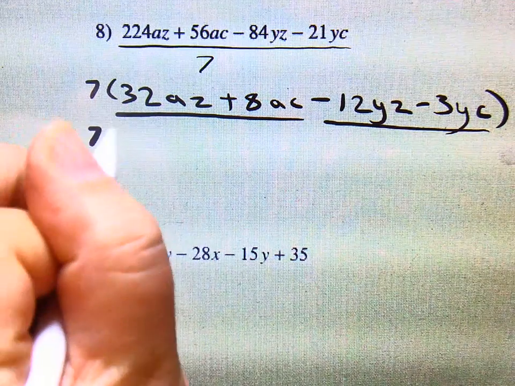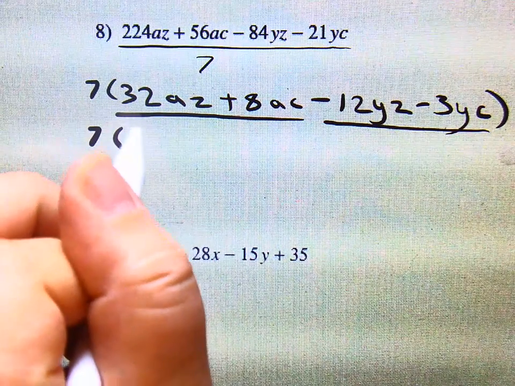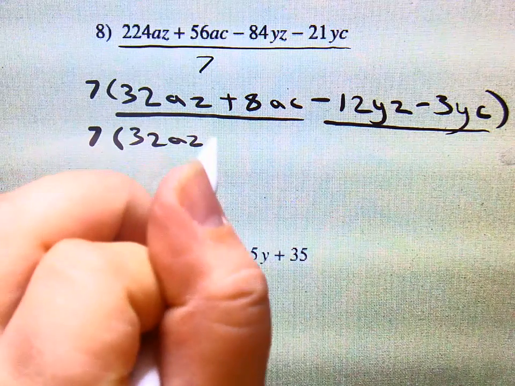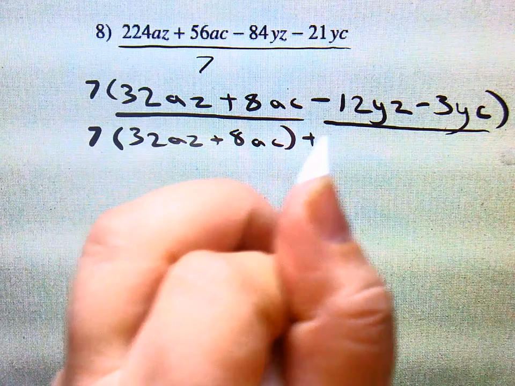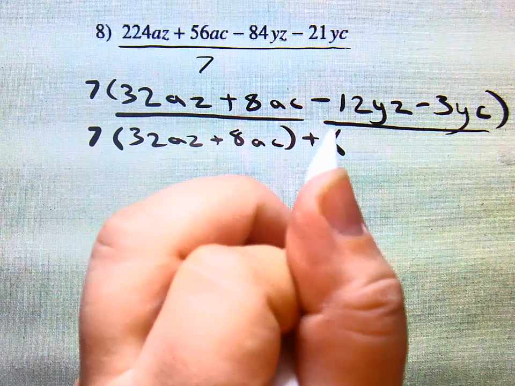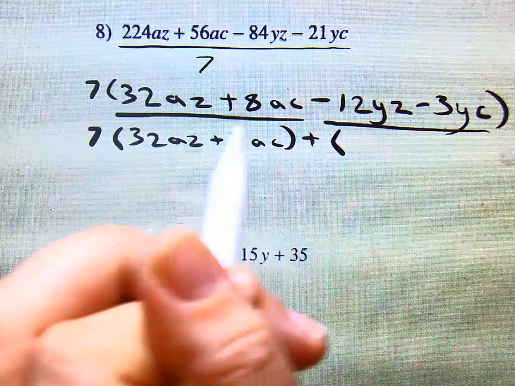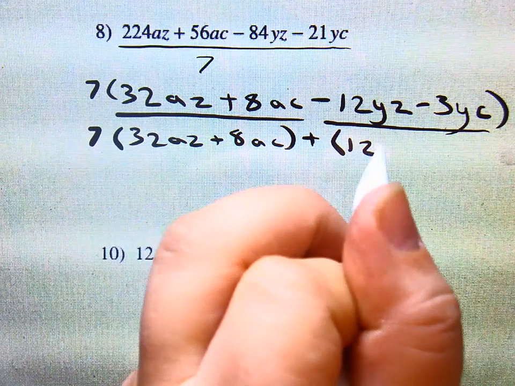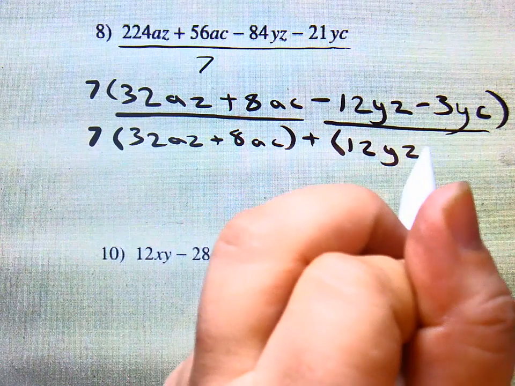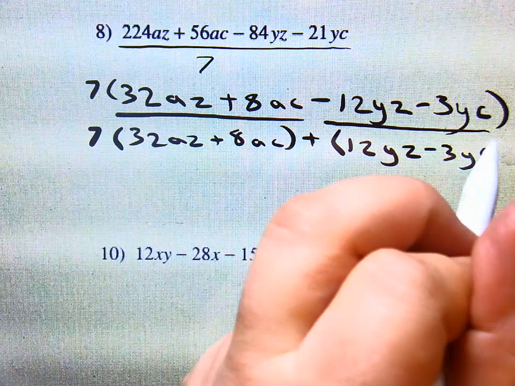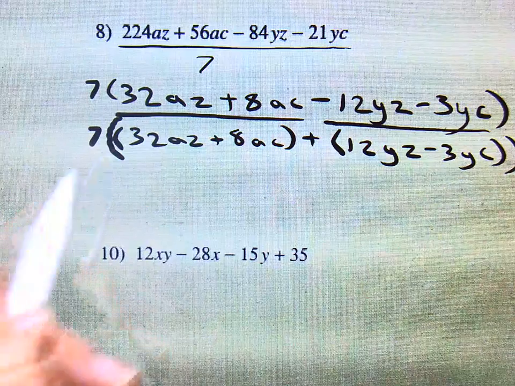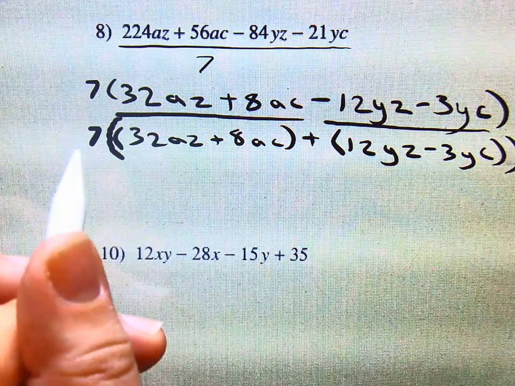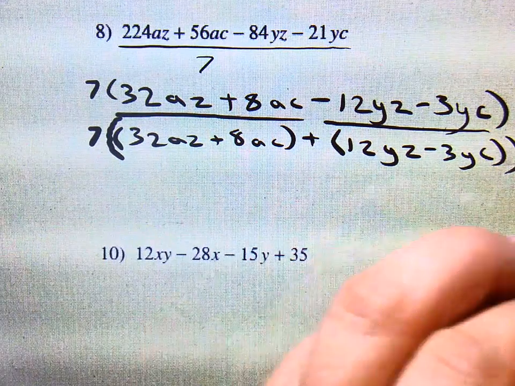So I'm going to do 7 times, and I'm going to have 32AZ plus 8AC. And I'm going to at first include the negative into this group here. 12YZ minus 3YC. And it's going to be inside a double set of parentheses because this 7 isn't going to disappear. It's still multiplied by everything else.